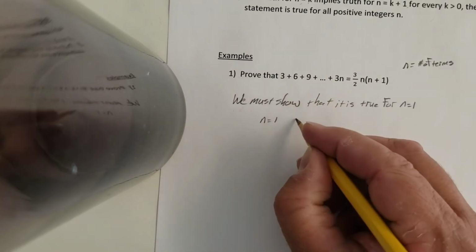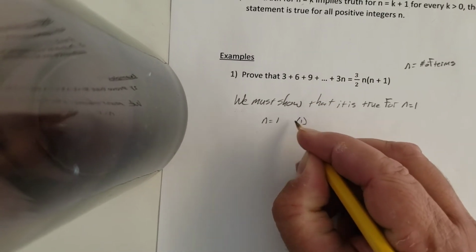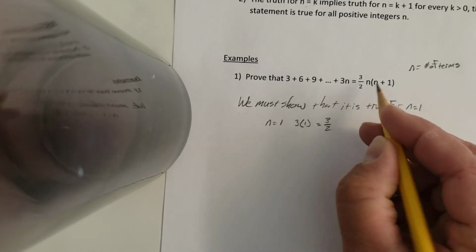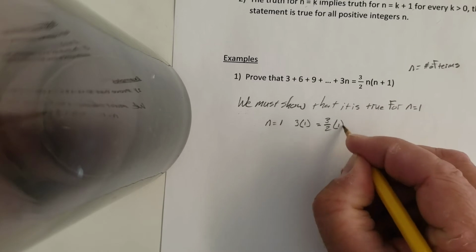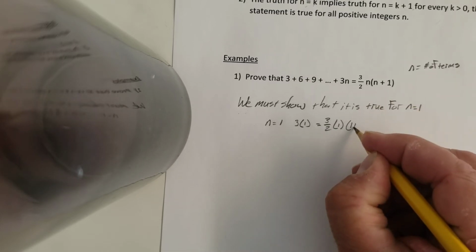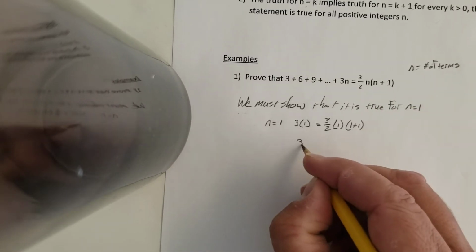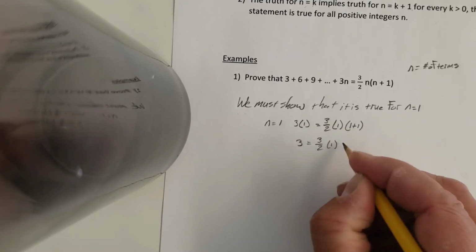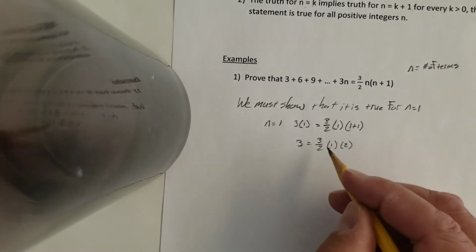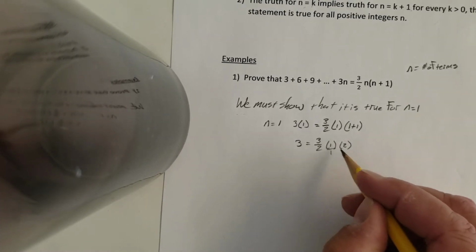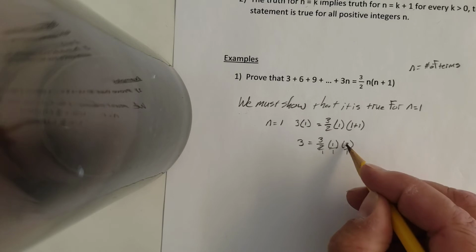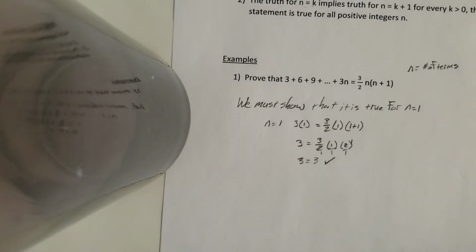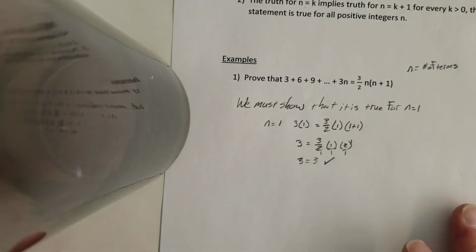On the left side, we only have the one term, so it's 3 times 1, and that has to equal 3/2. We put the 1 in for n, and 1 again, 1 plus 1. So 3 times 1 is 3, and 3/2 times 1 times 2. These are fractions, so you reduce. 3 equals 3. Check. That's step 1. It's always the first step, n equals 1.